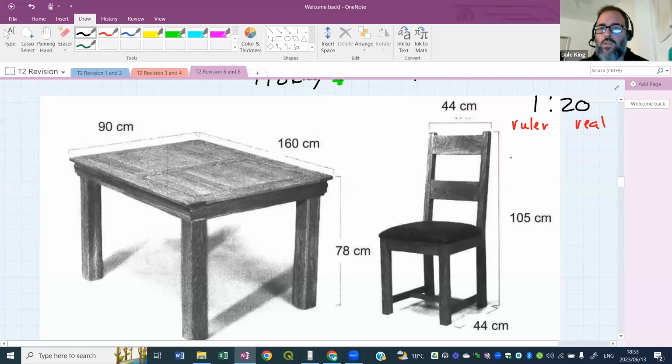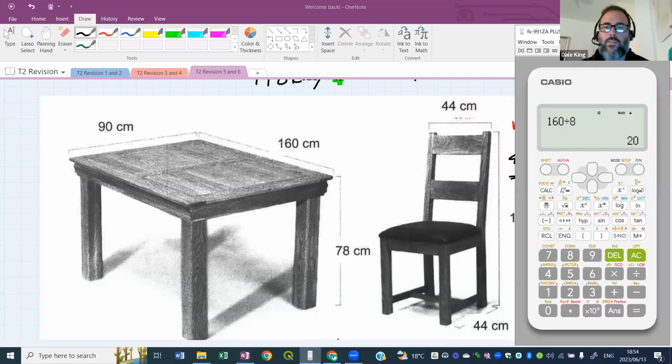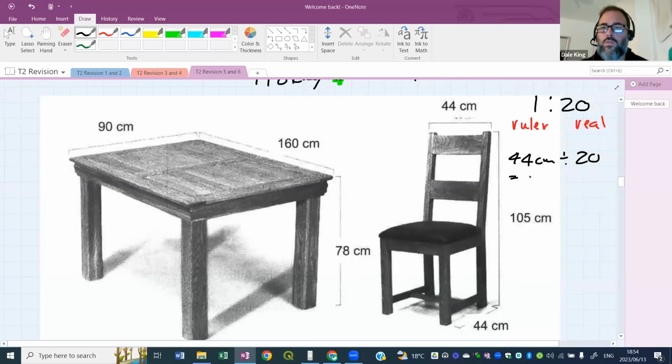For the first one we'll say 44 divided by 20. All right. So 44 divided by 20 gives us 2,2. So 2,2 centimeters on my ruler represents 44 centimeters in the real world, which makes sense because 1 on my ruler represents 20. So 2 is about 40, isn't it? So 44 divided by 20 gives me 2,2.